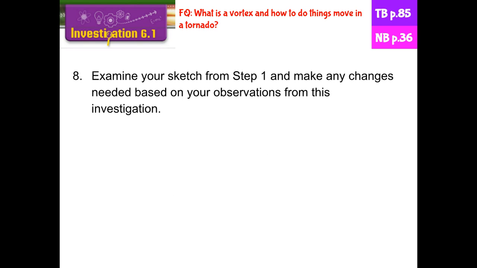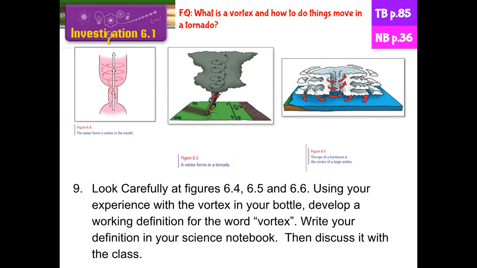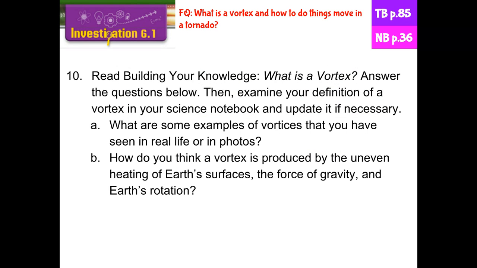You're going to be looking back at your sketch from step 1, and this is a chance for you to make any changes from your prediction. And then you're going to be taking some time to look carefully at the figures that are in your textbook, 6.4, 6.5, and 6.6. And you need to connect your experiences with the vortex model to tornadoes and hurricanes. And you're going to create a working definition for the word vortex. So finally, you're going to read in your textbook, Building Your Knowledge of What is a Vortex, and answer the questions below. And you're going to examine your definition of the word vortex and update that as necessary.